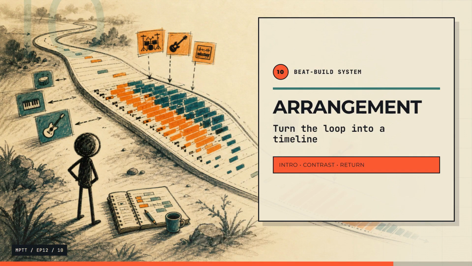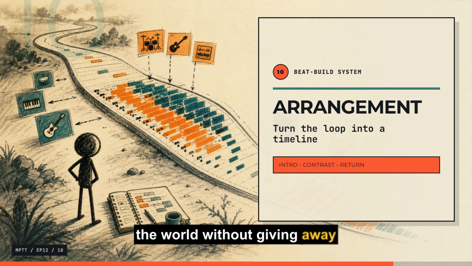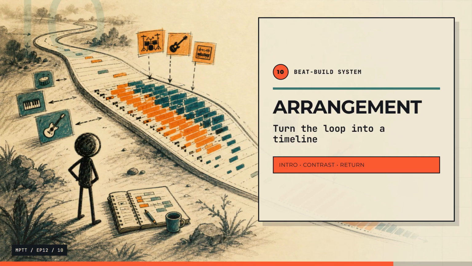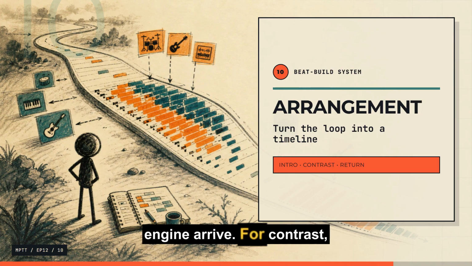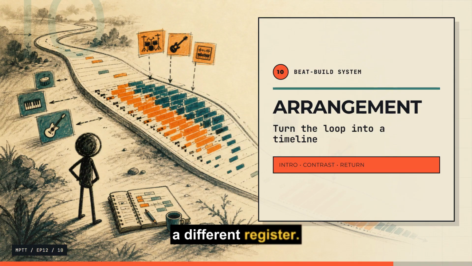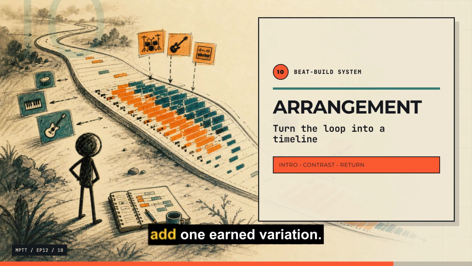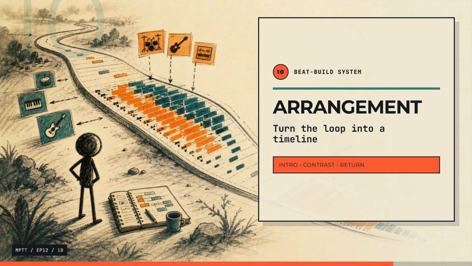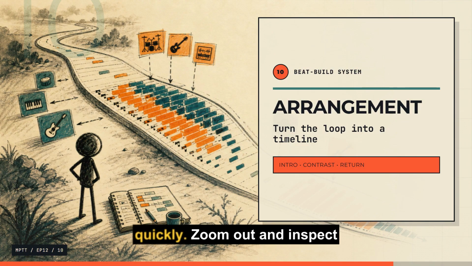In the intro, reveal enough information to establish the world without giving away the full impact. In the first main section, let the kick and bass engine arrive. For contrast, remove a major layer, change the chord voicing, or move the melody to a different register. On the return, restore the strongest version and add one earned variation. Use arrangement markers with plain names so you can navigate quickly.